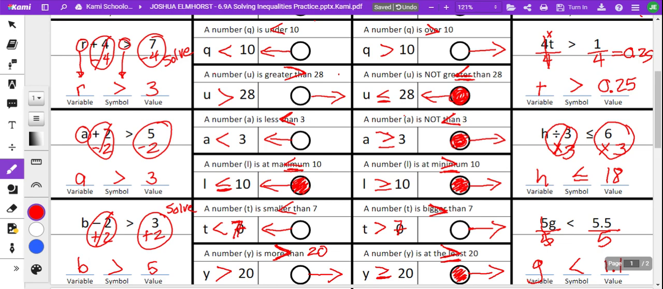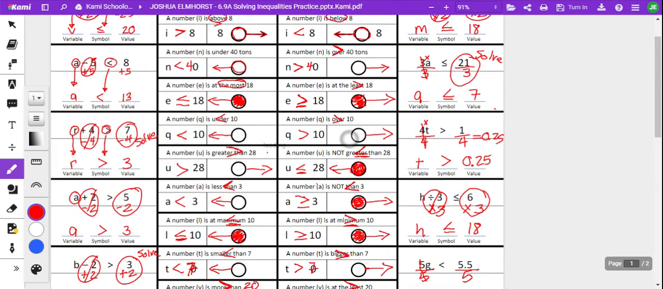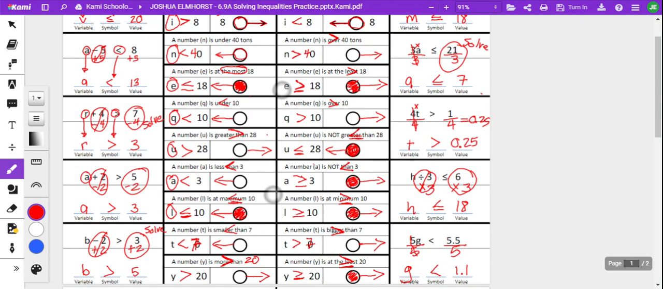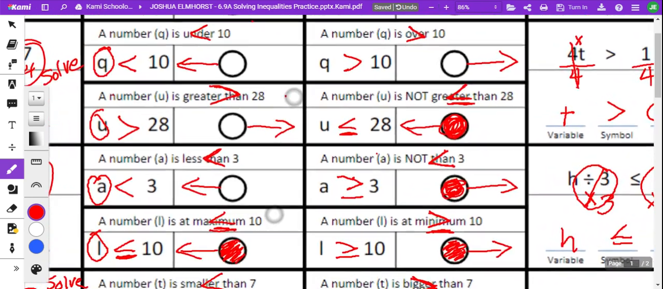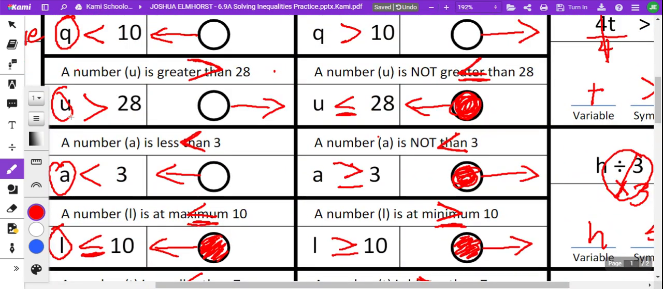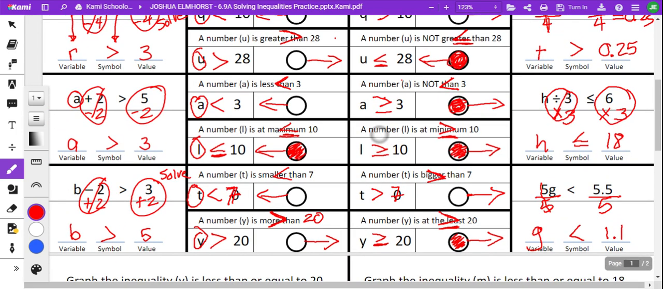Finishing the front side, on top you have inequality. We're checking to see: do we understand greater than, less than? Look at the vocab words. U is greater than 28. A is less than 3. L is less than or equal to 10. Go down through, check your answers, make sure the arrow is going in the correct direction, and whether it's shaded or unshaded.